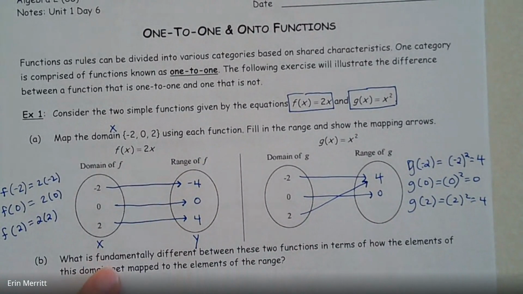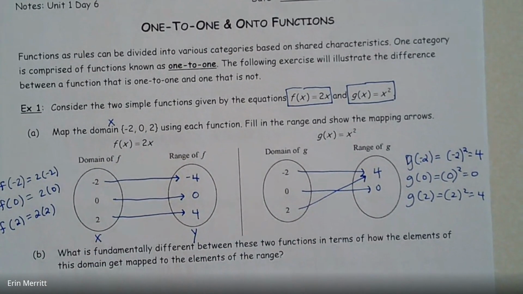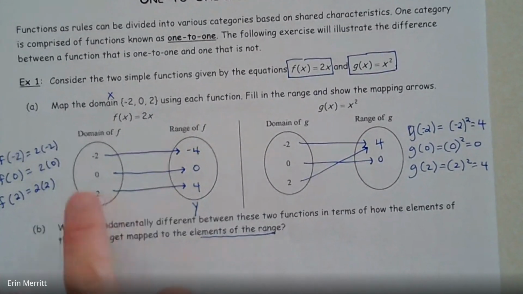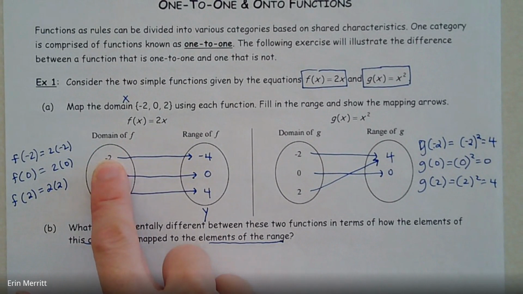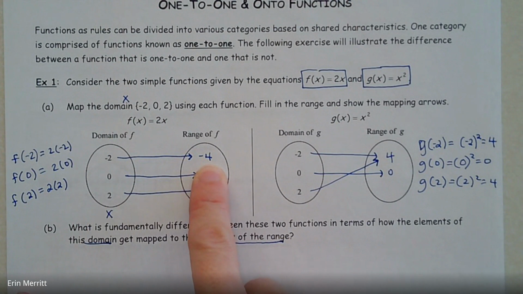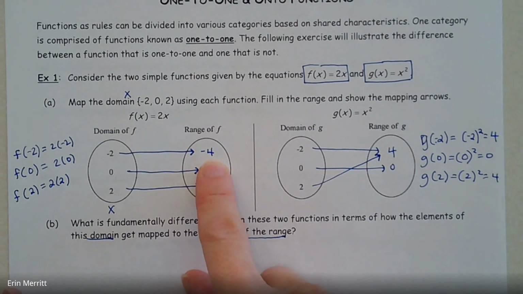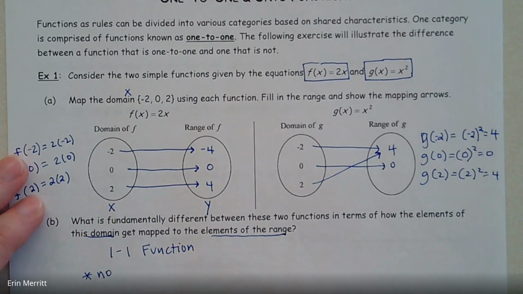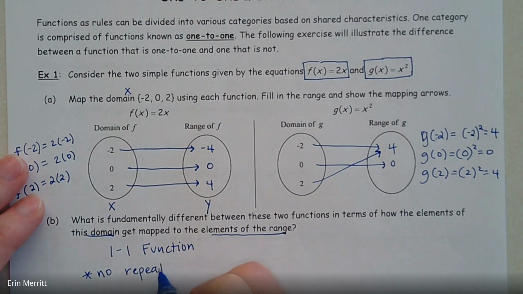When it says what is fundamentally different between the two functions in terms of how the elements of the domain get mapped onto the elements of the range, what we're looking at over here is that on the left side, every x has its own y value, or each element in the domain maps to an individual element in the range. This is what we would consider to be a one-to-one function. And so when we say one-to-one, we literally mean there's one x for one y. That's it. So we see no repeated x's or y's.